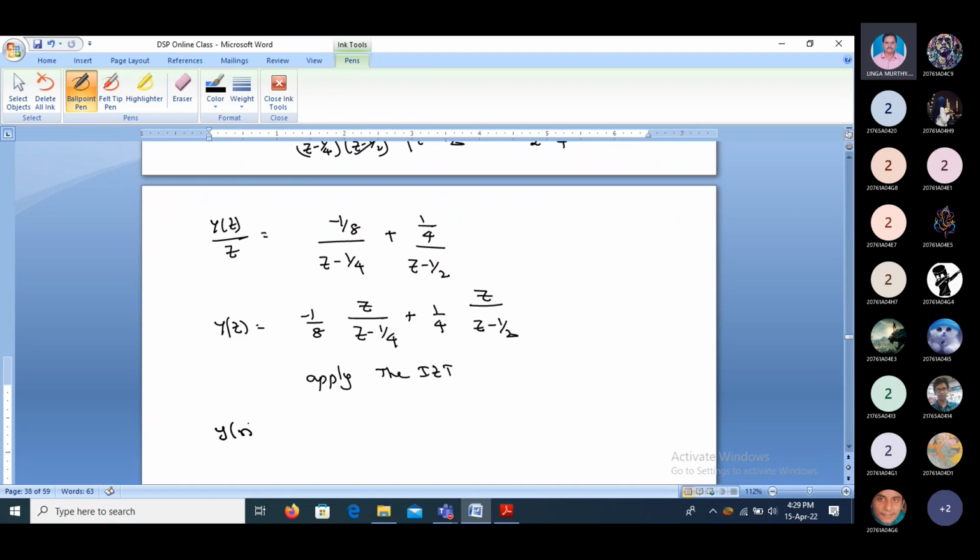So y(n) is equal to, which is called the natural response, −1/8 into z/(z − a), which is the inverse z-transform paired with (a)^n u(n). So in place of a here it is 1/4. So −1/8 into (1/4)^n u(n) plus 1/4 into (1/2)^n u(n). So this is the natural response of the given system.